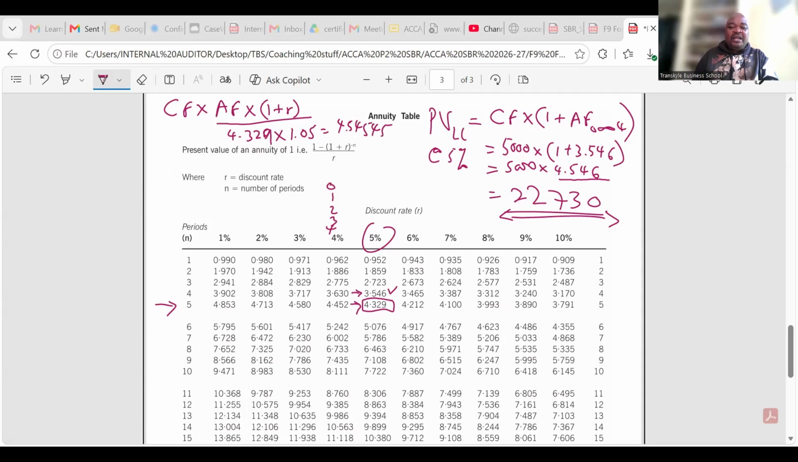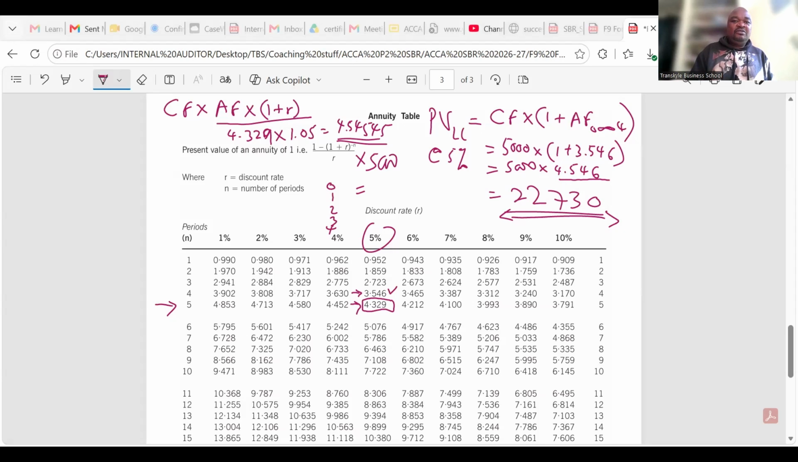4.54545. That's what we are having from my calculator here. It's just an issue of rounding. All right, so you can see it's just the same. And if you multiply this one by 5,000, the cash flow, you are still going to come somewhere closer.